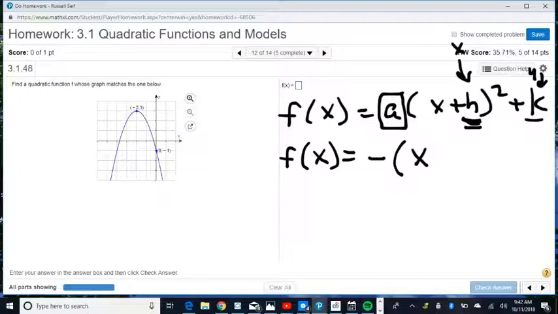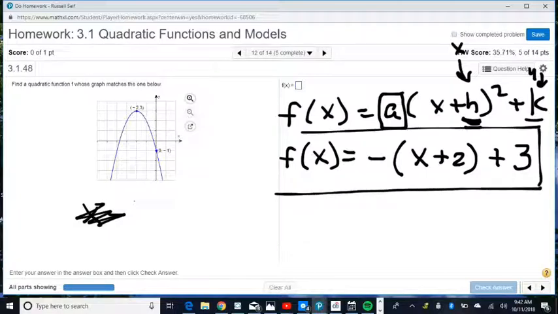Then it's going to be x, but remember it's x minus your h. So your h here looks as if it's -2, but remember when you put it back with your x, it becomes +2. Okay, so don't forget to change that sign. And then your k is +3. And so there is the function for this particular graph. So you're just doing the same thing that you did, but backwards. Find those 2 points from the vertex.